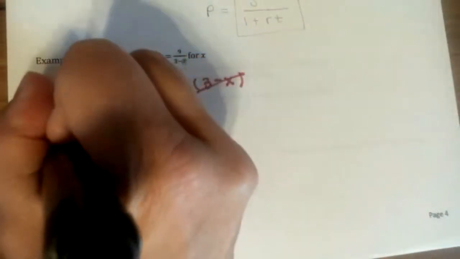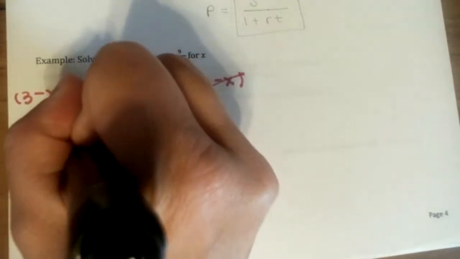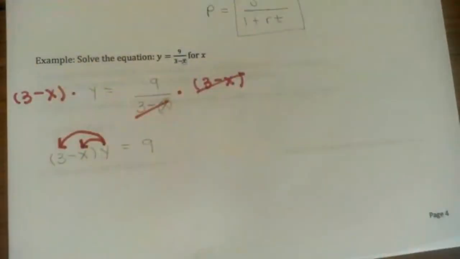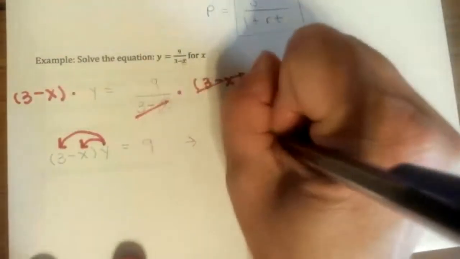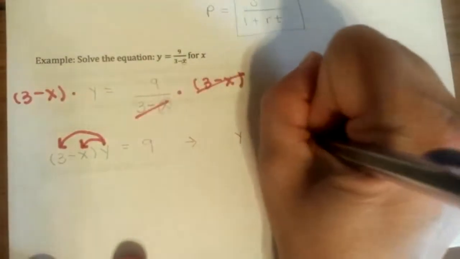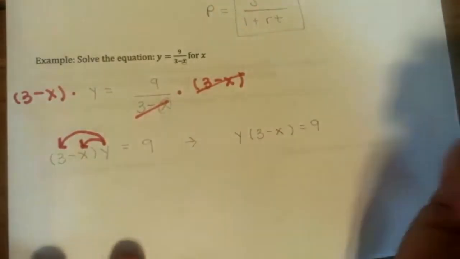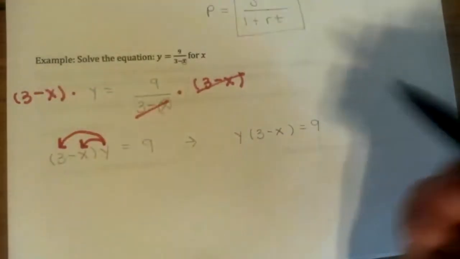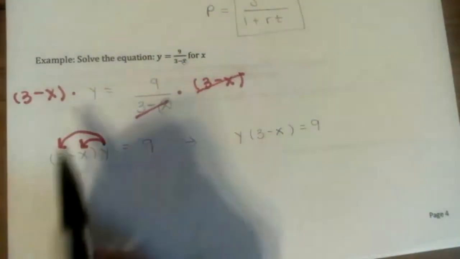So this y is outside of the parentheses. So this y is going to be distributed or multiplied to everything inside the parentheses. It's okay that it's behind. We're multiplying. You can multiply in any order. So if you want to put it in the front, that's fine too. If you like that better, to say y times 3 minus x equals 9. It's the same thing. So either way, you do you.